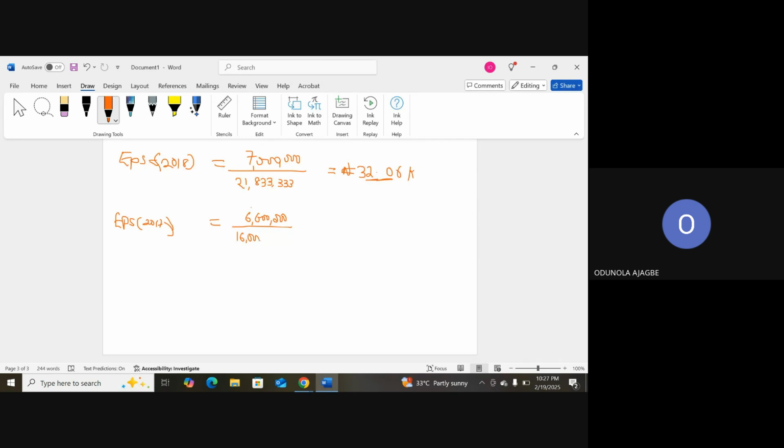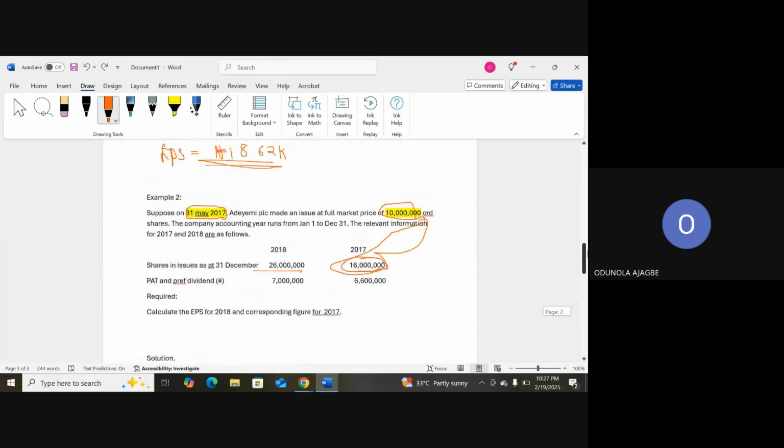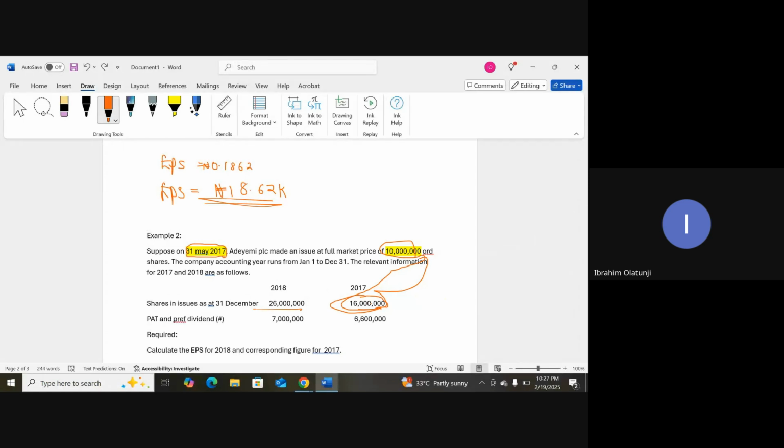Which side is not clear? This 21 million that you see in 2018 is inclusive of 2017, but we have to calculate EPS of 2017. Then the number of share for 2017 will be the one given to you from the question, which is the 16 million.